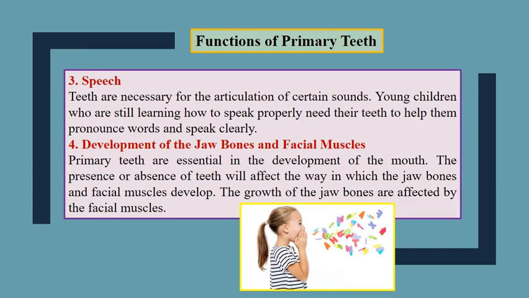النقطة الرابعة development of jaw bones and facial muscles. Primary teeth are essential in the development of the mouth. The presence or absence of the teeth will affect the way in which the jaw bones and facial muscles develop. إذن وجود الأسنان اللبنية أساسي لتطور الفم. وجود وغياب هذه الأسنان طبعا راح يؤثر على تطور عظام الفك، وكذلك بالنسبة إلى عضلات الوجه. The growth of the jaw bones is affected by the facial muscles. إذن عملية نمو عظام الفك تتأثر بوجود عضلات الوجه.